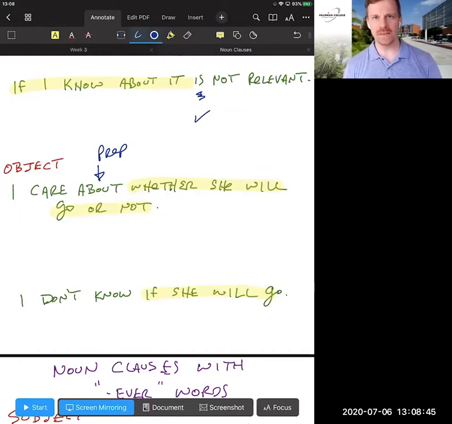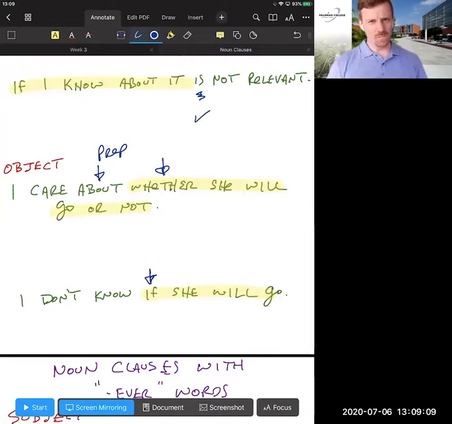That is the something that I care about. I don't know if she will go. I don't know something. Okay, you don't know something. What is that something? We use a noun clause to describe that something. I don't know if she will go. Again, if and whether are our dependent clause marker words for noun clauses.